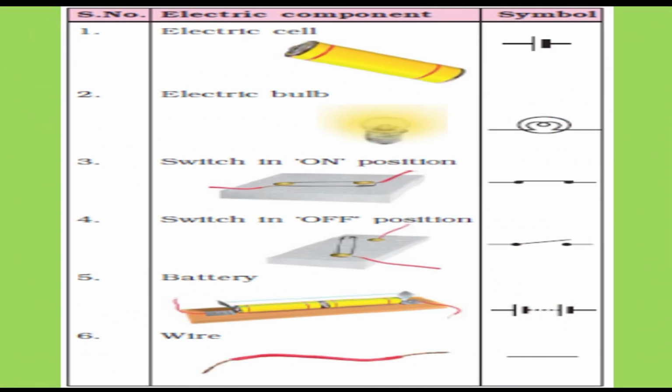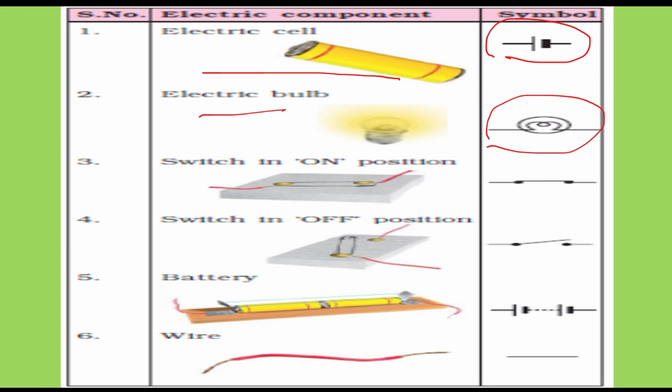You can see the different symbols of the different components. The electric cell is represented by this symbol. An electric bulb can be represented by this. Switch on position this way and switch off with a slight gap. Battery, as we have discussed, the bigger line is known as the positive terminal and the smaller line is known as the negative terminal. Wire, a straight line.